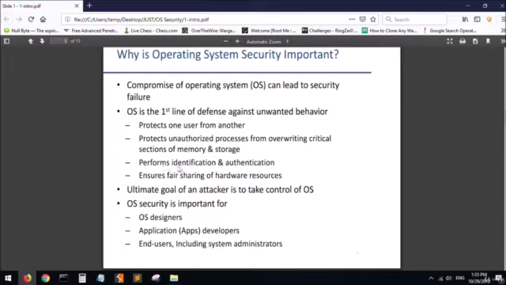Now again, it performs identification and authentication. It ensures fair sharing of hardware resources. The ultimate goal of an attacker is to take control of the OS, as we said above, because it is very important: it controls the whole hardware, writing data, credentials, your information, everything will be here. OS security is important for OS designers, those who write OSs, application or app developers, of course, end users, including system administrators.